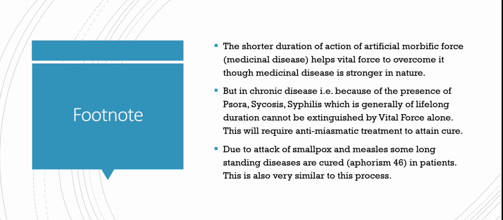But in chronic disease, what happens is the disease is produced because of the fundamental cause, that is psora, psychosis and syphilis, which is generally of lifelong duration. Therefore, the vital force alone cannot overcome these fundamental causes. So, what is required? Anti-miasmatic treatment is required to overcome the fundamental cause.